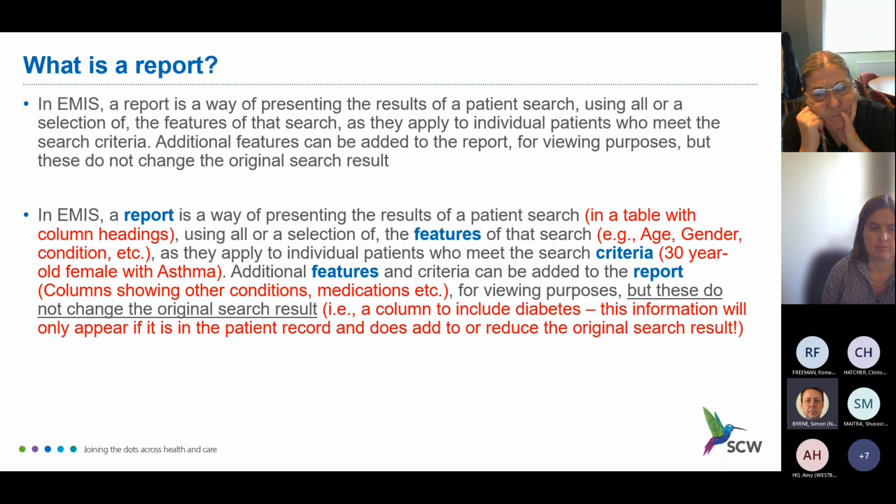And if that patient does have diabetes, you could include that information in your report. However, it's important to remember that you're not going to be adding additional patients to the search result. You're only going to show whether or not the existing search, the existing cohort, has those other features that you've added to the search, the report. Hopefully it will become a little bit clearer when we actually see this in action in EMIS.